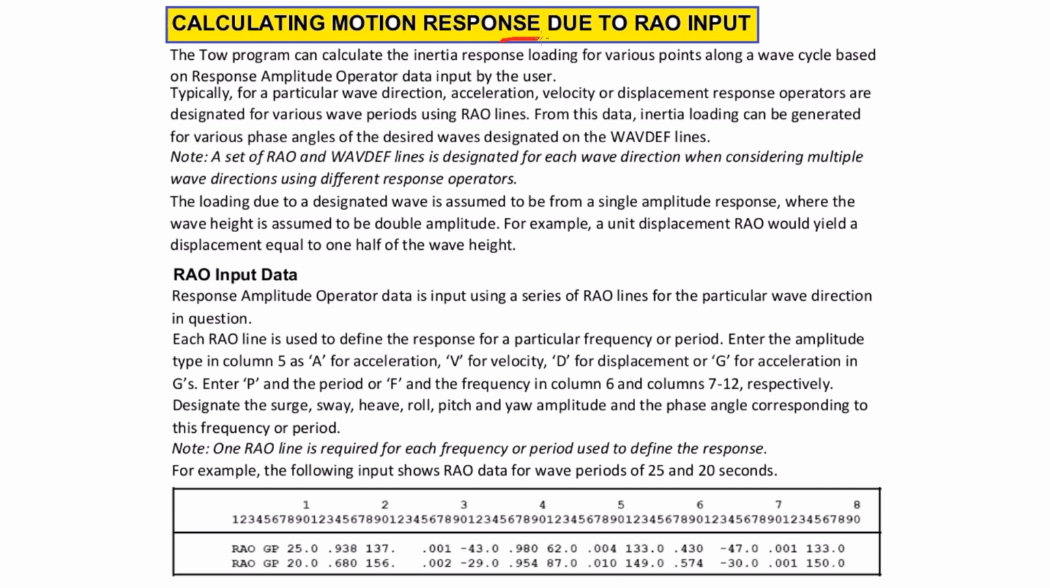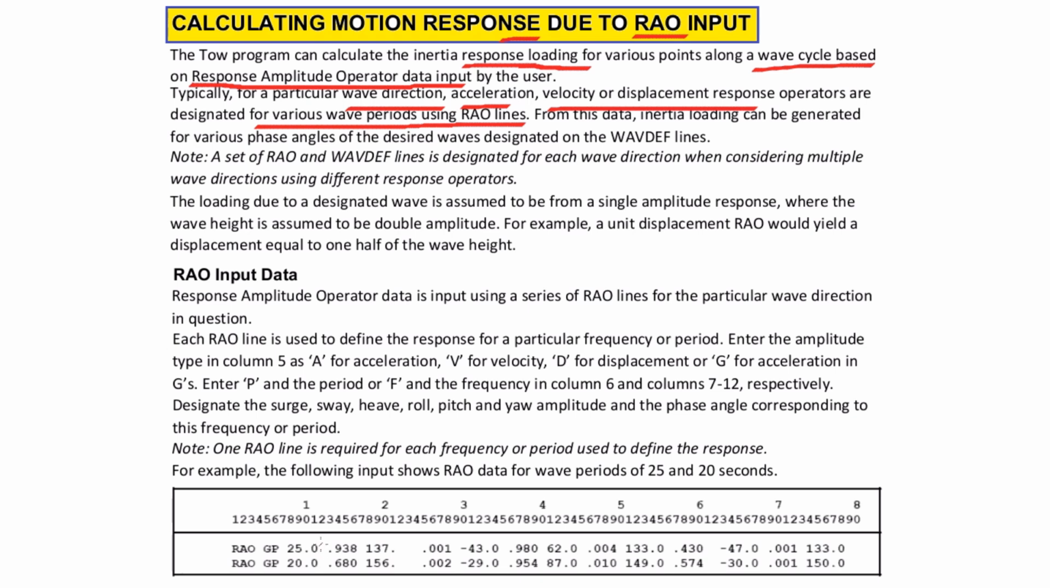Calculating motion response due to RAO input, that is, response amplitude operator. This tau program can calculate the inertia response loading for various points along a wave cycle based on a response amplitude operator input by the user. So we need to give this response RAO data, and typically for a particular wave direction, acceleration, velocity or displacement response operators are designated for various wave periods using RAO lines.